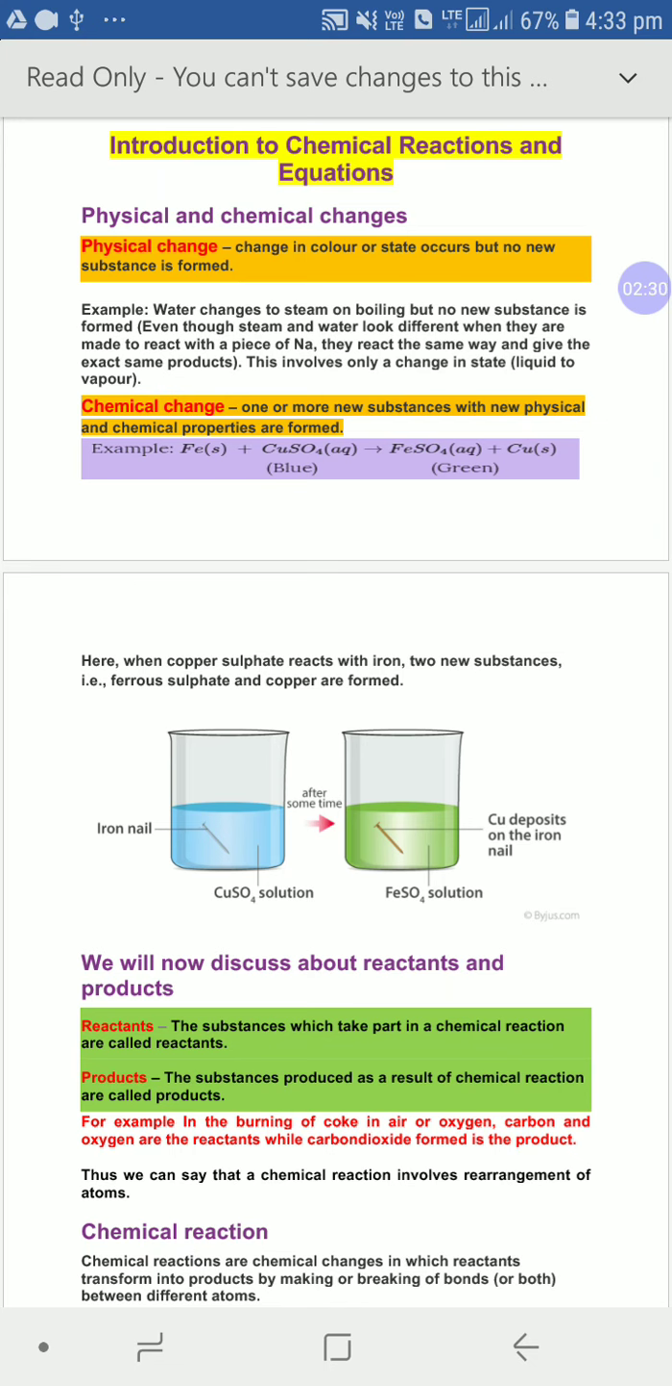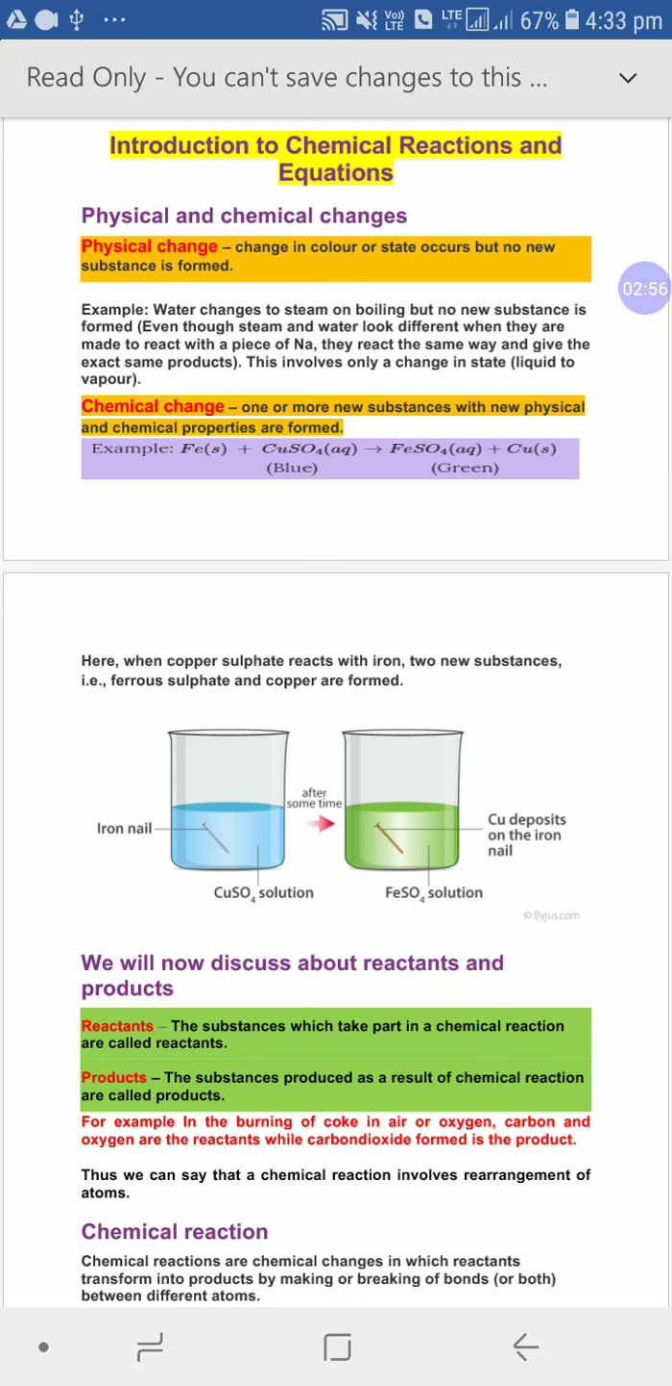Now a few things I wrote on the left hand side and a few on the right hand side. For example, Fe plus CuSO4 I wrote on my left hand side, or you can say LHS as you read in maths, and FeSO4 plus Cu is on the right hand side, or you can say RHS. So the left hand side in any chemical reaction is known as reactant. What is a reactant? The substance which takes part in a chemical reaction.